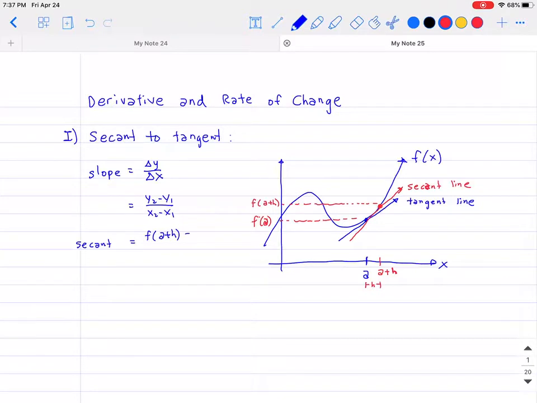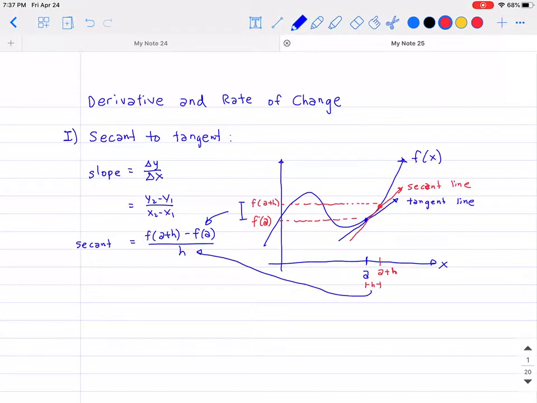Okay, so the secant is going to be f of a plus h minus f of a, all divided by h in this case, because again it's going to be the change in y divided by the change in x. Now you can see the change in y is going to be the difference between these two values, so that's where this part comes from, and the change in x, that's going to be the h that's over here, so that's where that comes from. So again, this gives you the slope of the secant.